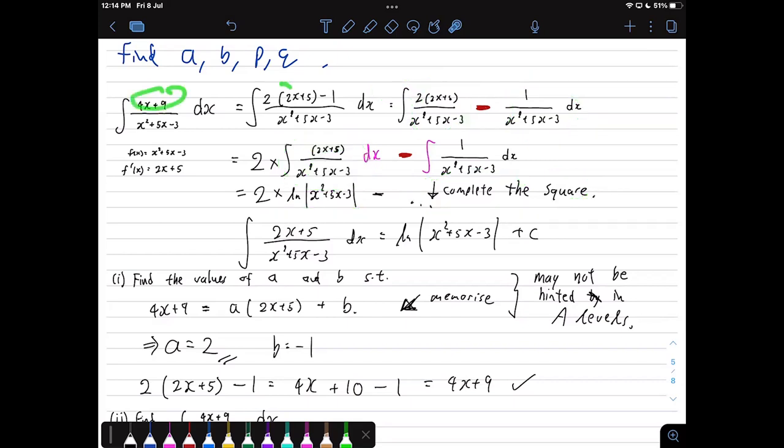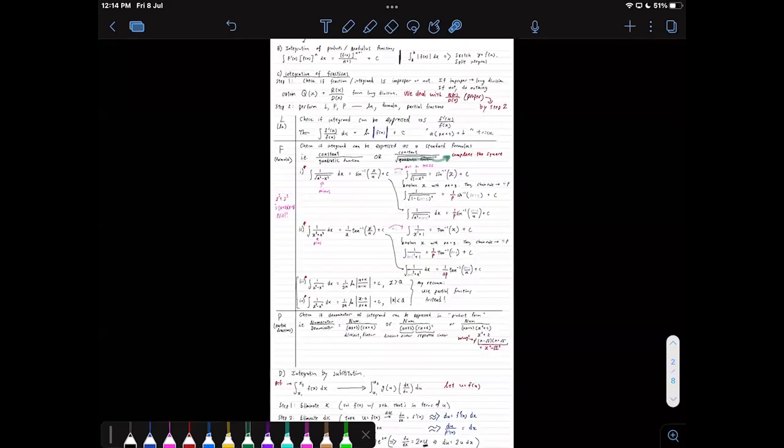You start with f of x equal to the denominator, f prime x equals to something. Then you rewrite the original numerator as what you want, the f prime x on the numerator. You wish to have an f prime x over here, but you times a and plus b. Solve for a, solve for b. Okay, moving on.